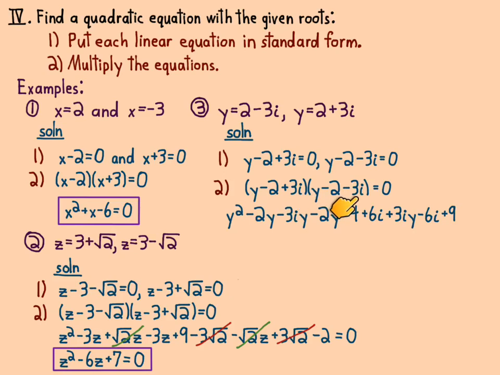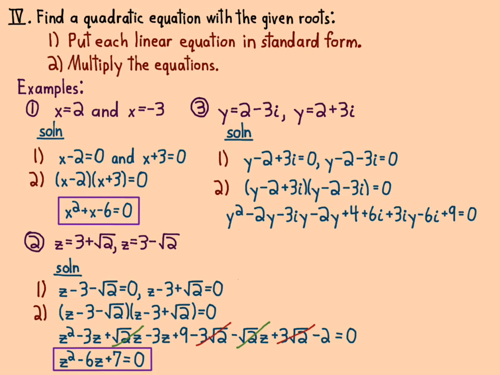The 3i times minus 3i. Remember, i times minus i is 1. So this is just 3 times 3, which is 9. Be careful of that one. If you need to, write out the intermediate step of minus 9i squared. But remember, the minus i squared is 1. Okay, and then things will cancel out. Equals 0. Don't forget the equals 0.